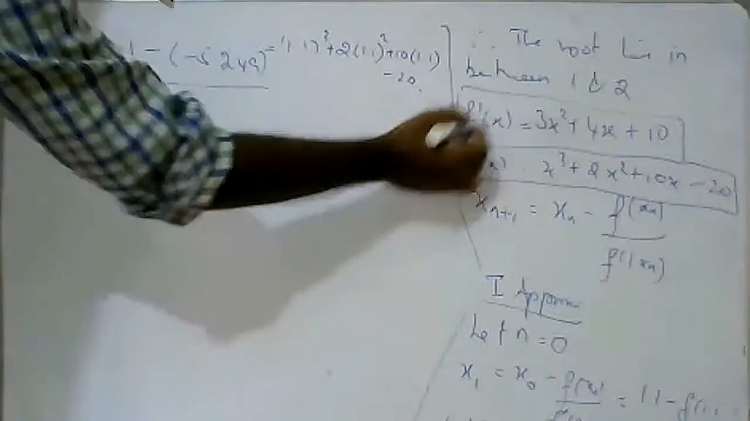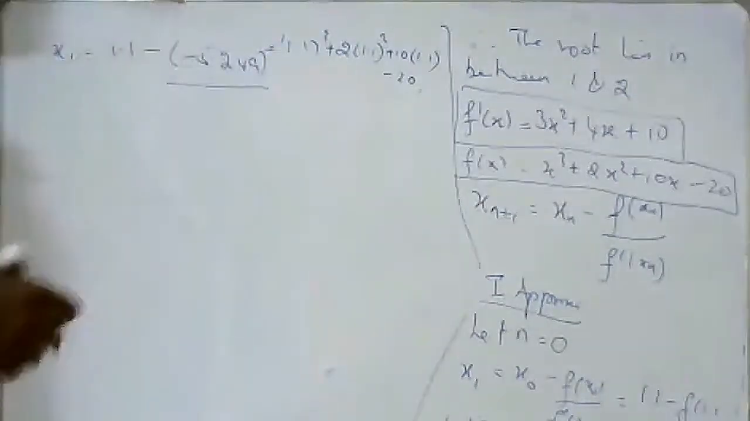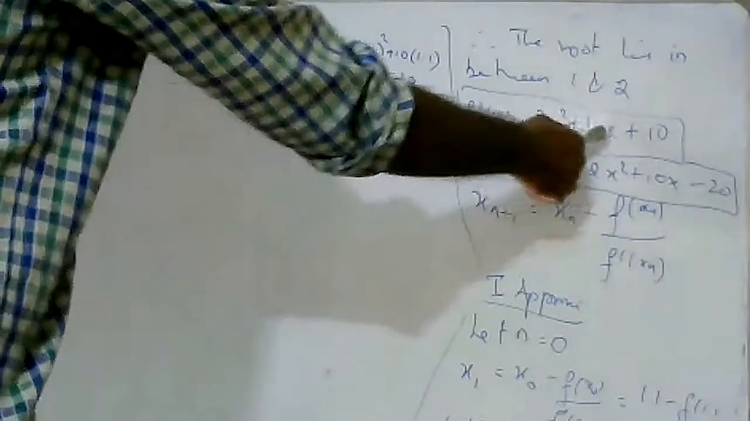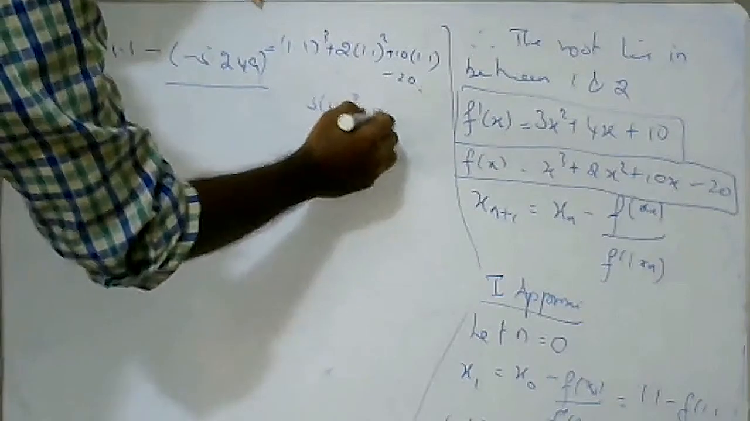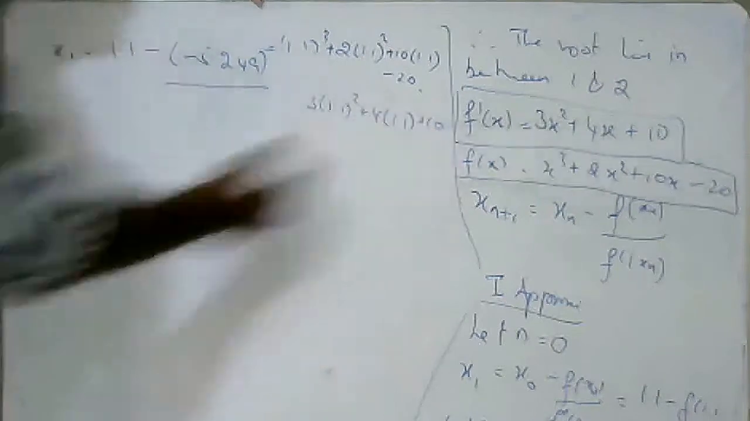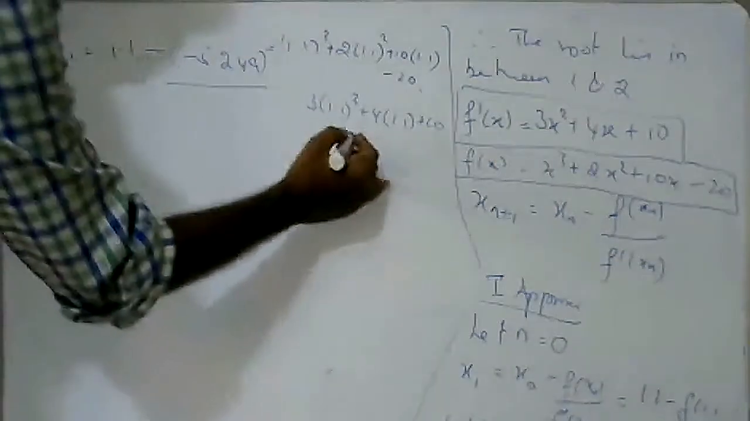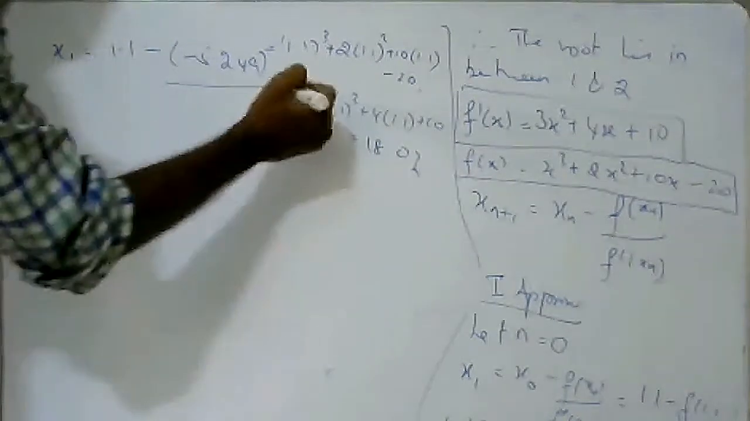We substituted into f dash of x. Similarly, in f dash of 1.1 you have to substitute 1.1 in the equation. That is 3 into 1.1 square plus 4 into 1.1 plus 10. 3 into 1.1 the whole square plus 4 into 1.1 plus 10. What's the value of this? 18.03.